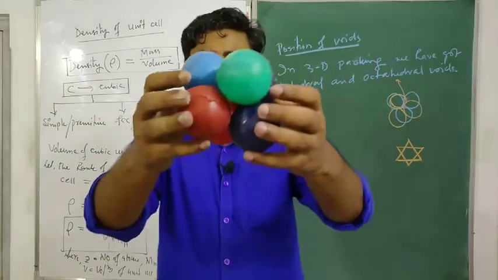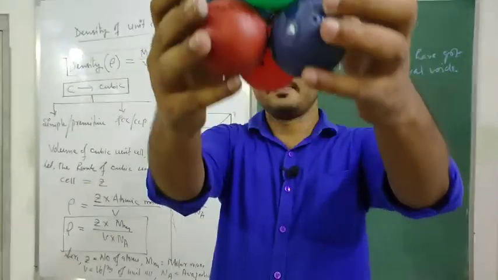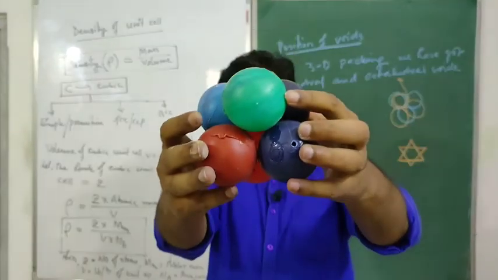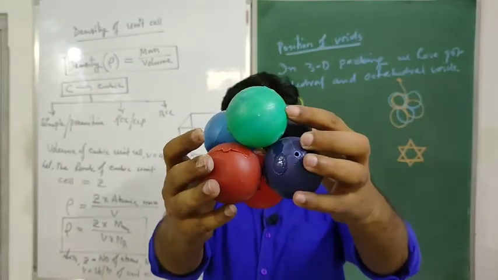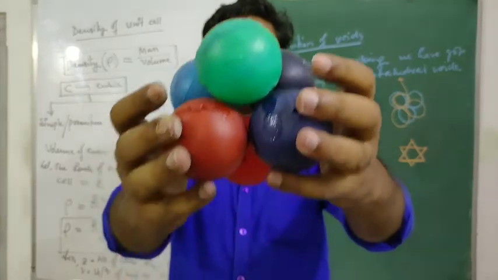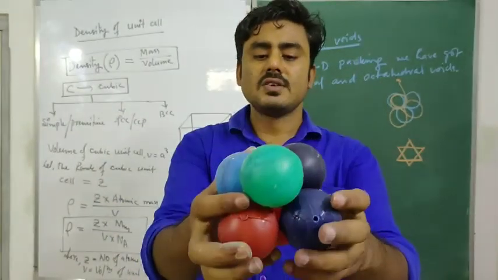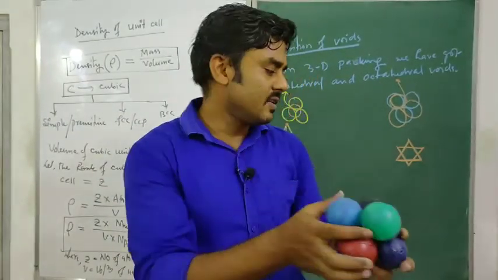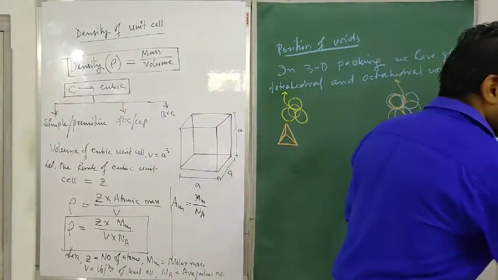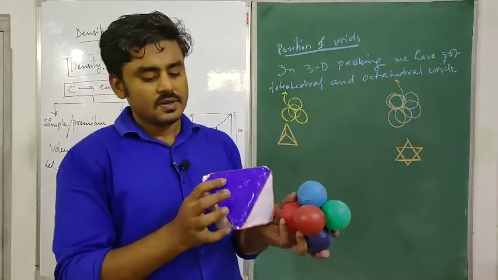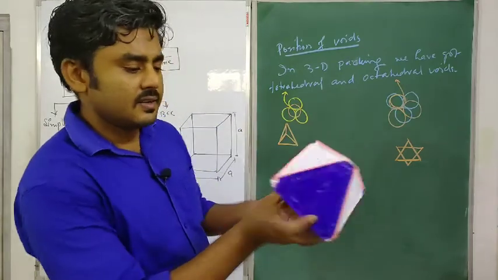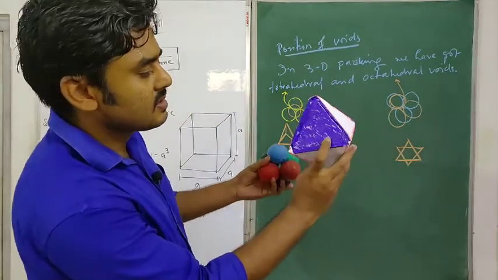And the octahedral void is formed between the 6 atoms. So here you have to see the void. I think it is visible, yes or not? Okay, so whatever void is formed between these 6 atoms, this is your octahedral void, and the octahedral void is something looking like this. So I have shown here. Okay, it is clear now.